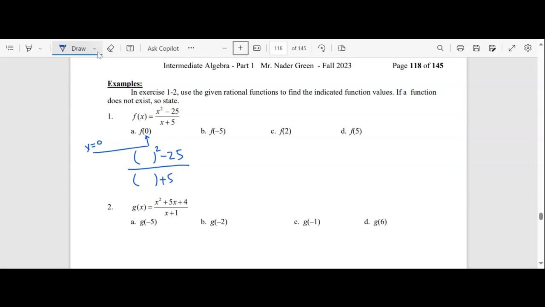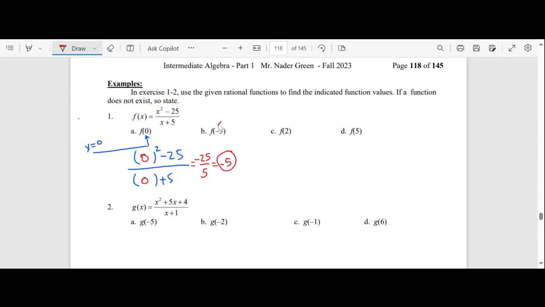Okay? So I'm going to put 0 here, 0 here. Abdullah, 0 squared is how much? 0. Minus 25. And 0 plus 5, how much? 5. So your answer would be negative 25 over 5, which is equal to negative 5. Okay? Next one.